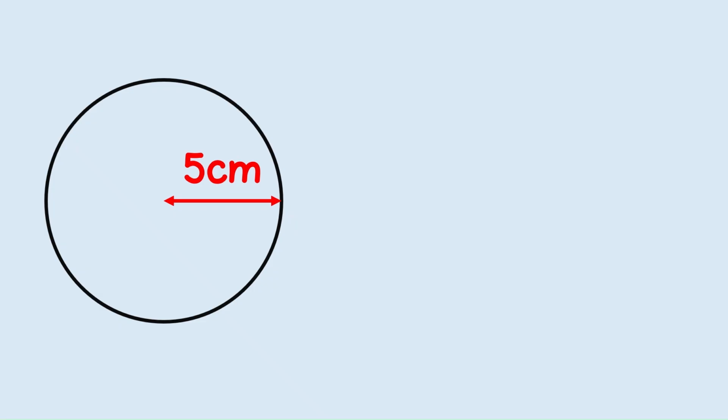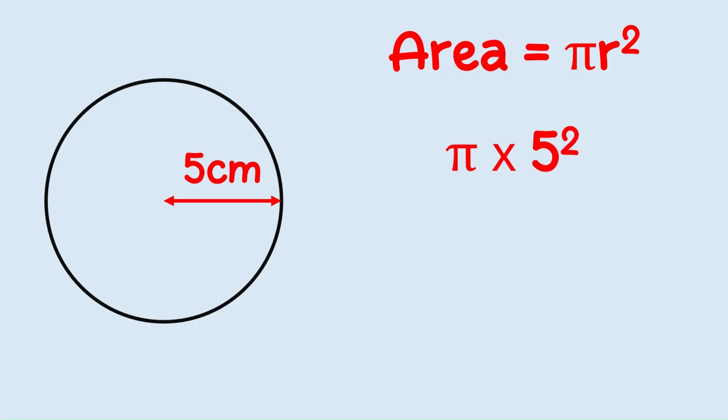In this first example, we're given a radius of 5 centimeters. Remember, our formula is area equals pi r squared, so we can substitute this 5 in for the r in this formula. That gives us pi times 5 squared. Now, 5 squared is 25, so we could write this as 25 pi. This is what we call exact form.